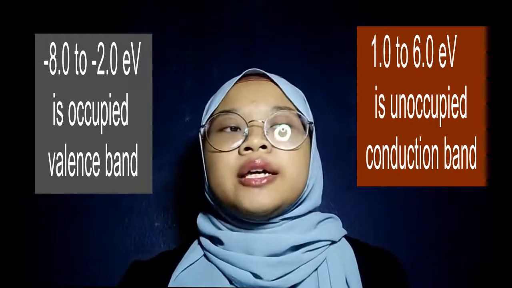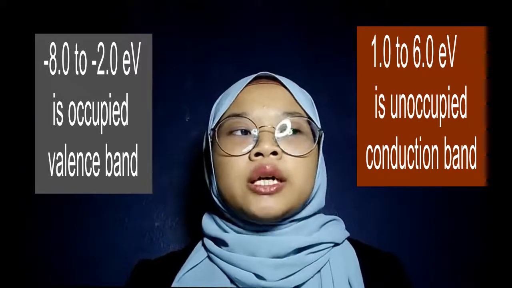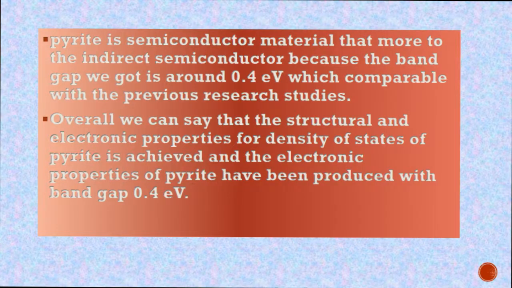And then, pyrite is semiconductor material that is more of an indirect semiconductor because the band gap we got is around 0.4 electron volt, which is comparable with the previous research studies. Overall, we can say that the structural and electronic properties for density of states of pyrite is achieved, and the electronic properties of pyrite have been produced with band gap 0.4 electron volt.